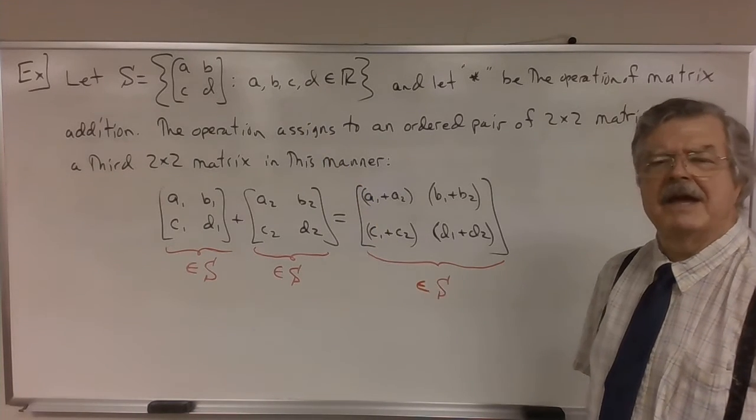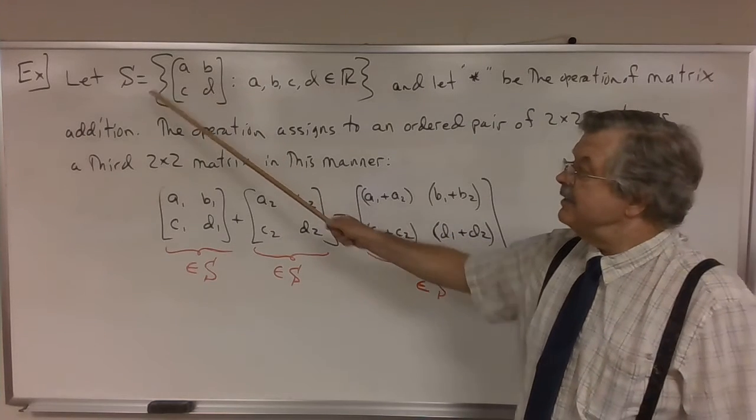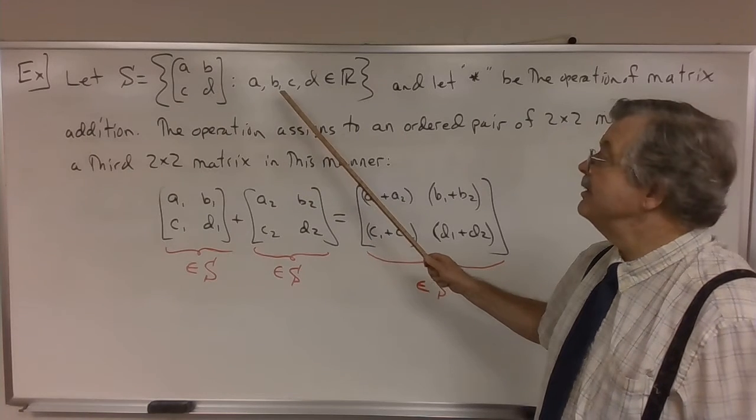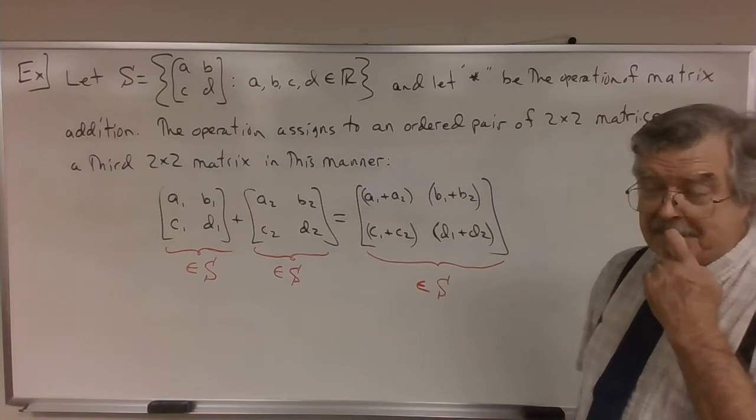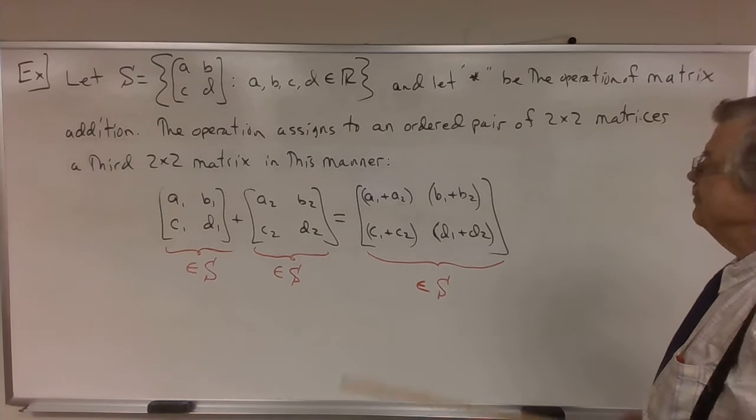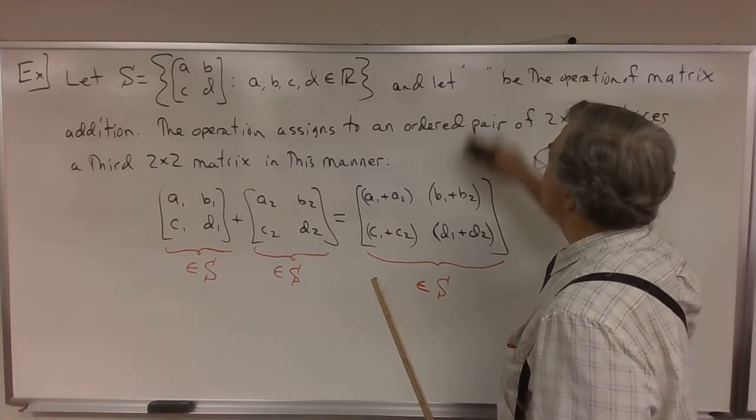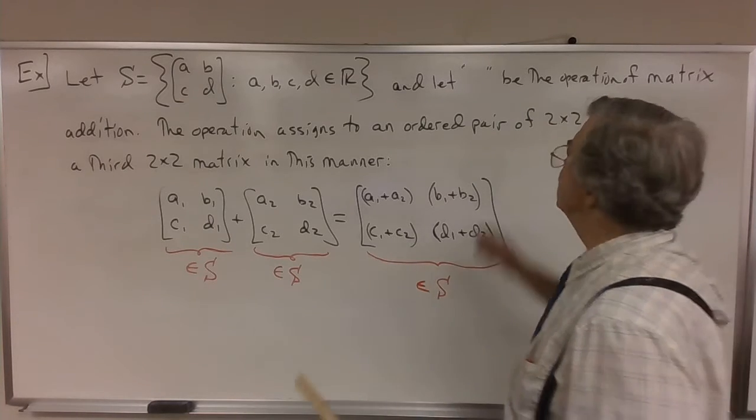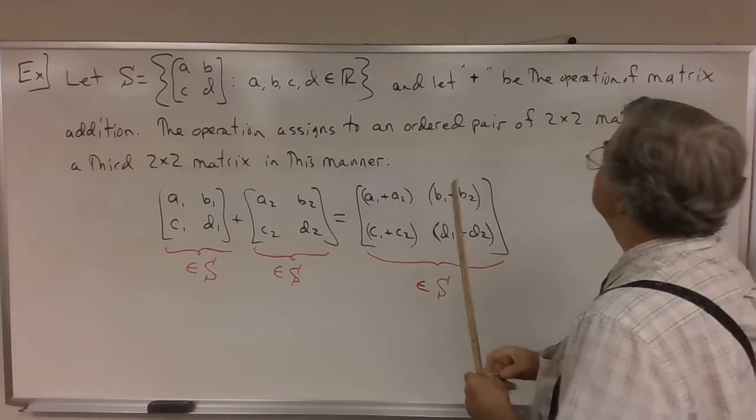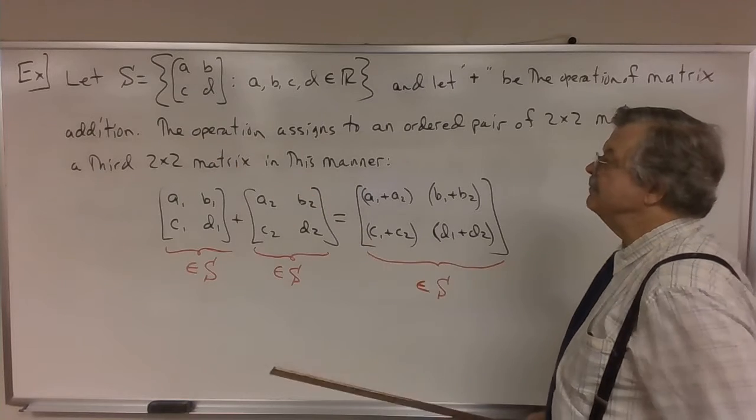Here's another example of a binary operation. Let S be the set of all 2 by 2 matrices that have real number entries. And we'll let star, no, you know what? I'm in a star mode right now. Let me change that. We'll let plus be the operation of matrix addition.